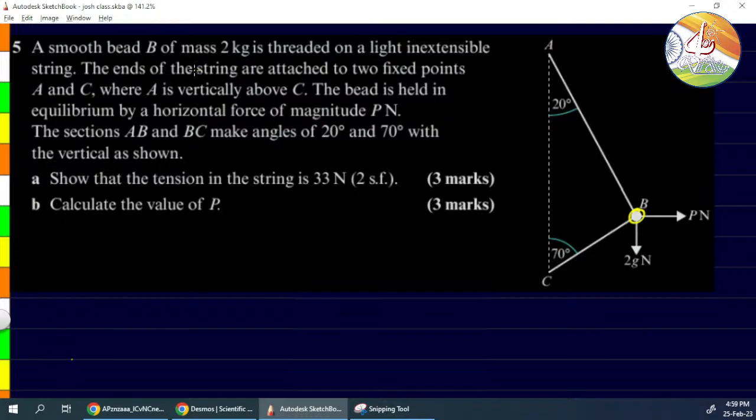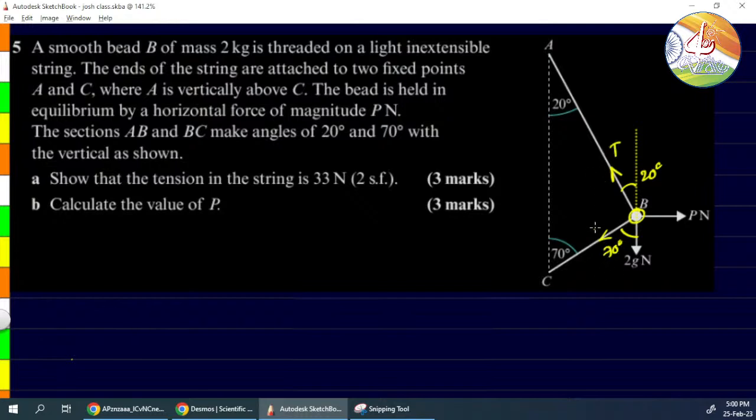Are they different or same? Tension on these two strings, will it be same or different? Same. It will be same, because this bead acts like a frictionless pulley. And then this angle here will be 20 degrees because of alternate interior angles. This angle here will be 70 degrees, correct?